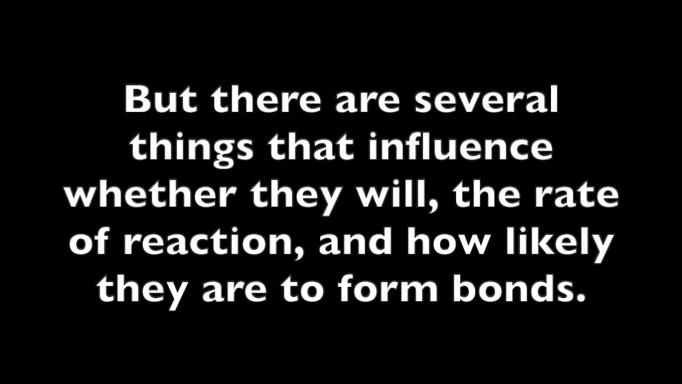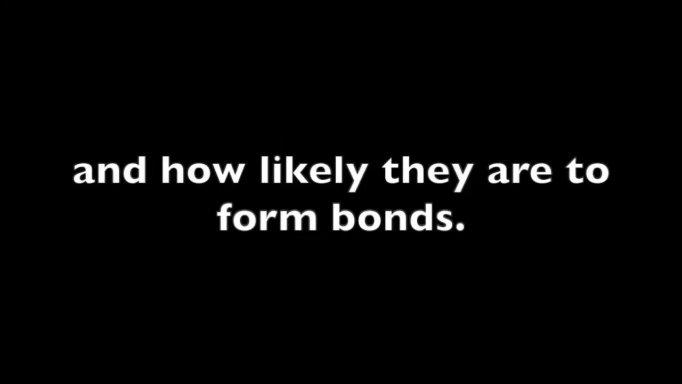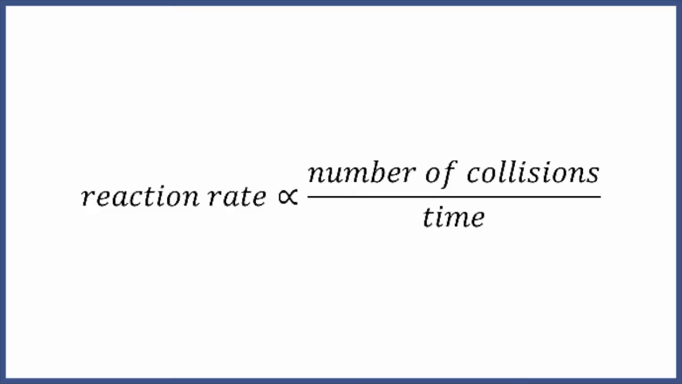In order to react, atoms must be close enough to form chemical bonds, but there are several things that influence whether they will, whether the rate of reaction will be fast or slow, and how likely they are to form bonds. Collision theory is based on the following postulates. Postulate number 1, the rate of a reaction is proportional to the rate of reactant collisions. In other words, the more collisions there are, the higher the rate will be.